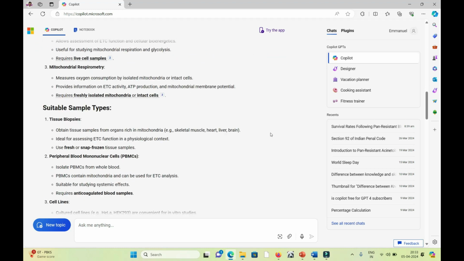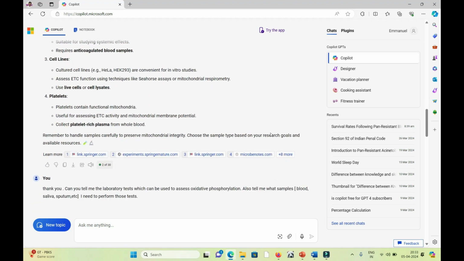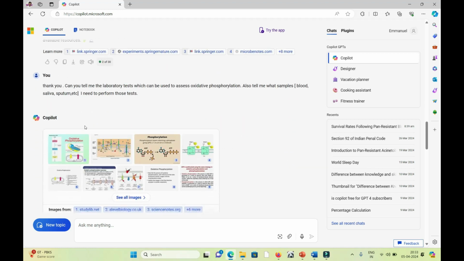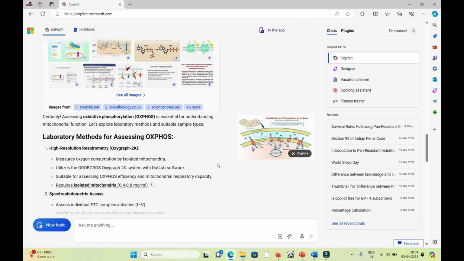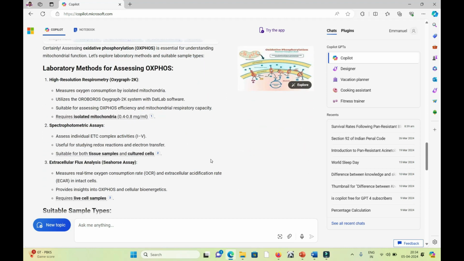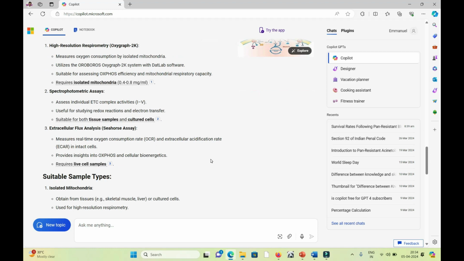So since oxidative phosphorylation was my next question, I put that as the next prompt. Here I am asking the same thing: laboratory tests for oxidative phosphorylation, again what sample and what to perform those tests. For that it is again coming up with a reply telling that you can study oxidative phosphorylation with high resolution respirometry, spectrophotometric assays, and extracellular flux analysis. It's given me the methods.